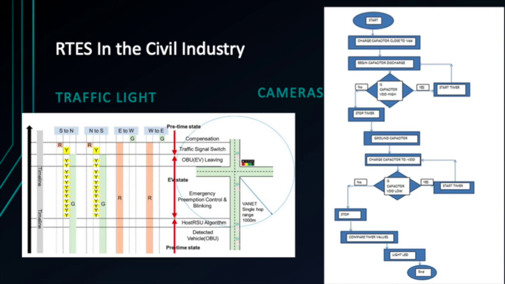And this concludes my presentation here. The final thing I want to talk about would be the cameras. This figure on the right shows you the traffic light camera scheduling, how it would work for a real-time embedded system. And that is about it.